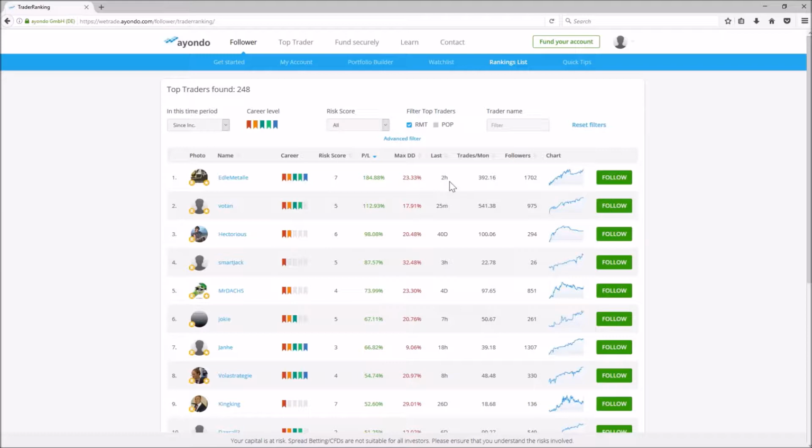When did they last place a trade? For example, Lectorius here, he or she is number 3, but hasn't traded for 40 days. Elon Mittal placed a trade in the last couple of hours, does just over 390 trades a month on average, and you can see Elon is a popular trader. It's got 1,700 followers.